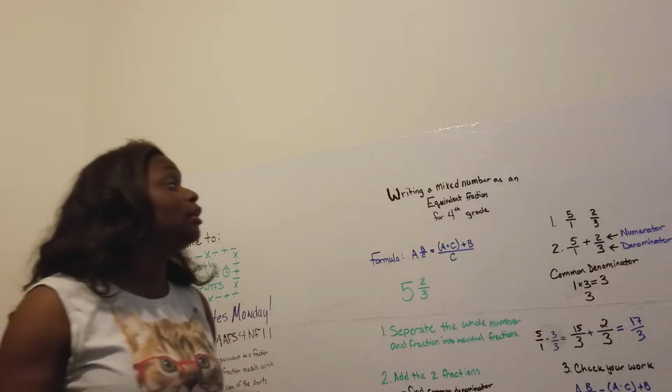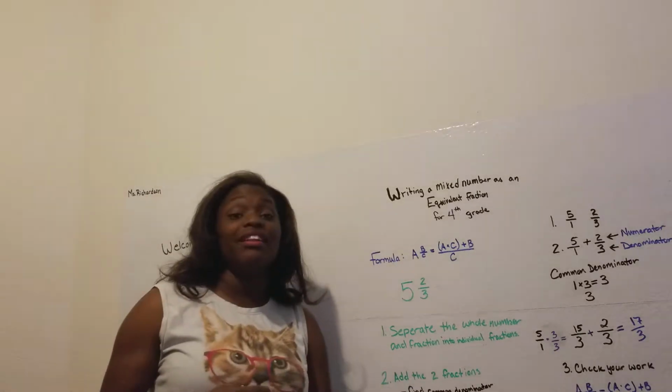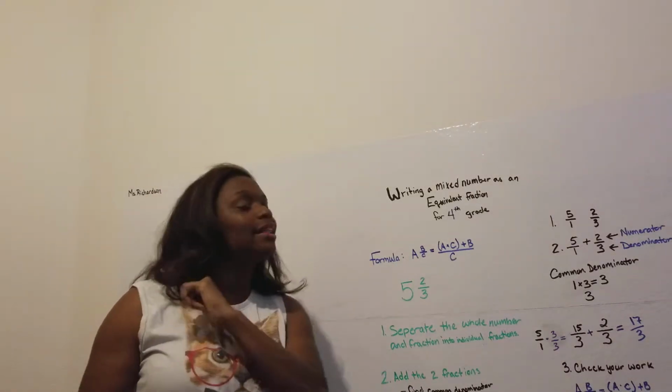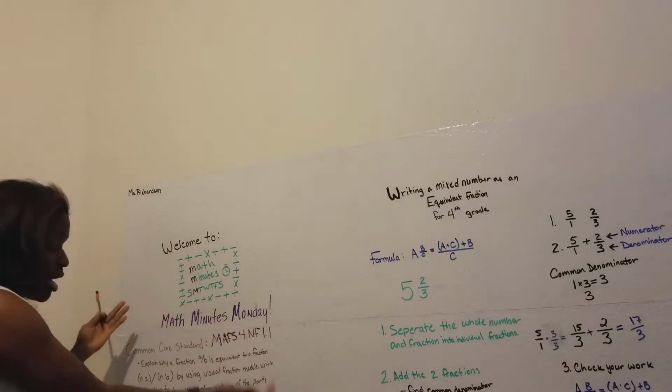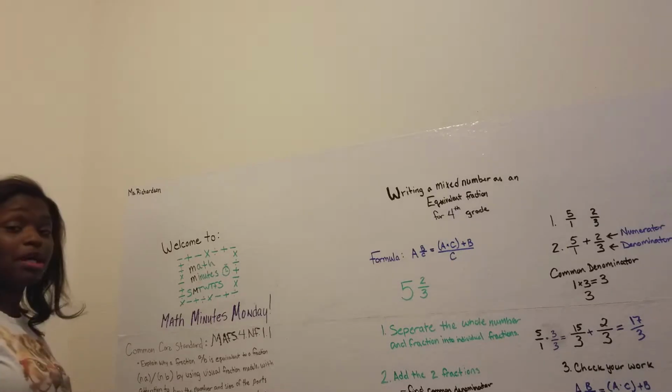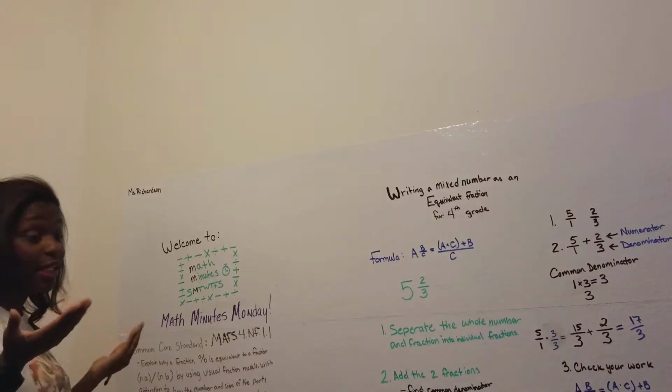Today we are focusing on writing a mixed number as an equivalent fraction for 4th graders. If you are interested at all in the Common Core Standard, I have it written down right down here. So feel free to pause the video or zoom in later.